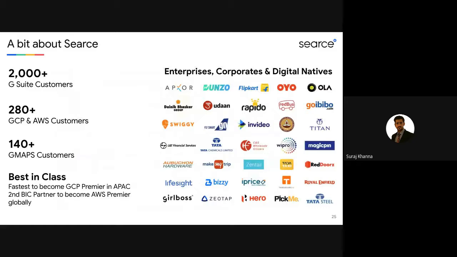So a bit about Searce, as I said, we are a Google Cloud top three global partner. We are an AWS advanced consulting partner. We have more than 2,000 customers working with us. And we are not only into cloud, we are into G Suite, GMaps, software engineering, infrastructure modernization, and whatnot for all the big data of the world as well.